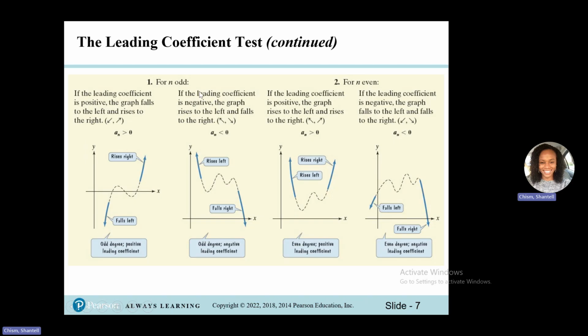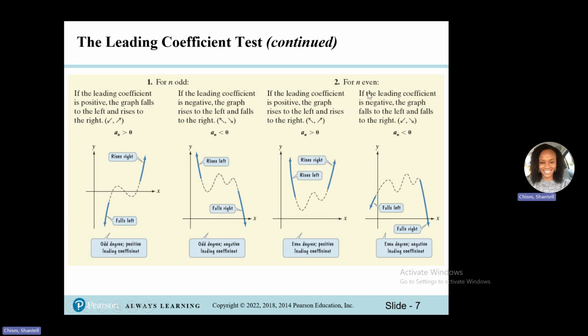When the degree is still odd, but the leading coefficient is negative, it does the reverse. It will rise on the left and fall to the right. It's as if you ignore the middle part, what's happening there, and just look at it from left to right, it would be decreasing. Rise high on the left, falling to the right.